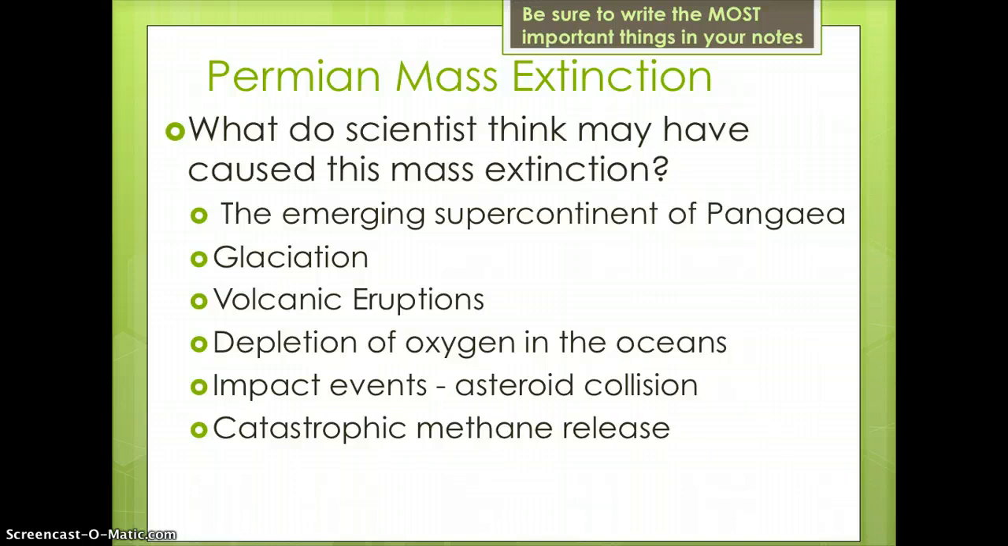A third theory is volcanic eruptions. Very large volcanic eruptions would send a lot of sulfates into the atmosphere and ash clouds into the sky, leading to an unfavorable environment. A fourth theory is that there was a depletion of oxygen in the oceans, which would have killed marine life and affected the food chain.